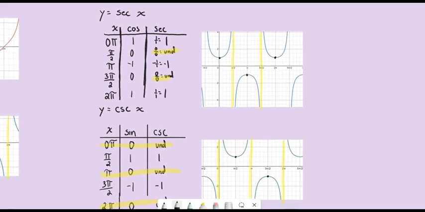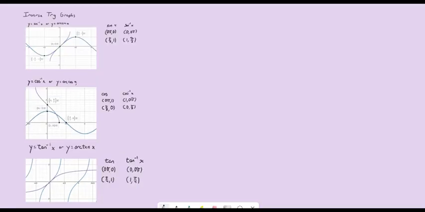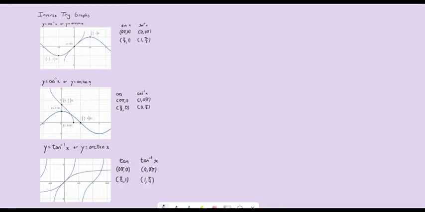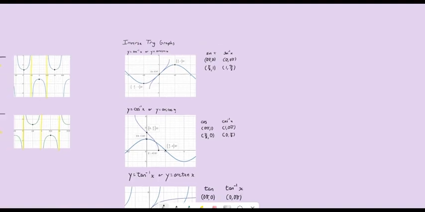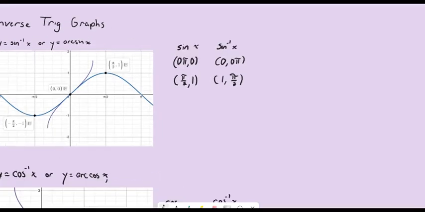So there's a quick recap of two of the three reciprocal functions, and just the slight differences. Asymptotes are going to be at pi over 2, 3 pi over 2, and 5 pi over 2 for secant, and it's going to be just at pi, 2 pi for cosecant. Now lastly, we've got the inverse trig graphs. And inverse, remember, is different from reciprocal because inverse switches the x and the y coordinates.